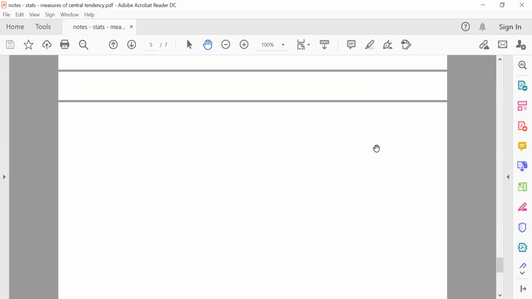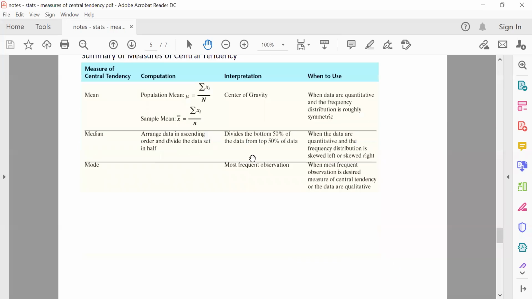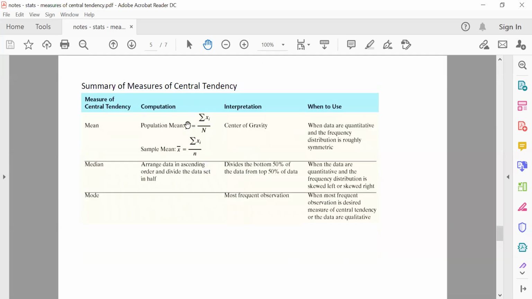So we've got a nice little chart here. The mean, you can have the population mean, mu, or the sample mean, x bar, and it just depends on the context you're using it in. You need to know the context. By and large, you're going to be using the sample mean to draw inference about the population mean it came from.